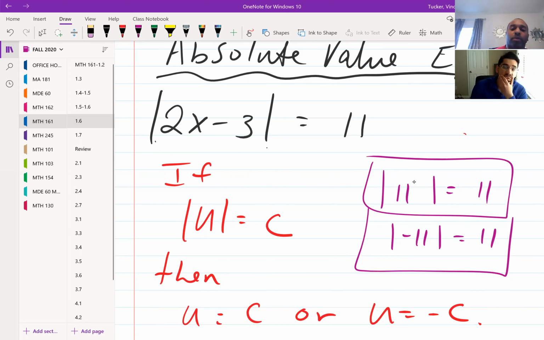11. So the way we will set it up is that we will set what's in the absolute value equal to 11 and then set it equal to negative 11. Why? Because when this is 11, the absolute value of 11 will be 11. But also when this is negative 11, the absolute value of negative 11 will be 11. So when setting up your absolute value equations, you always take what's in the absolute value, set it equal to the number that you see, and then set it equal to the opposite. In other words, the negative. All right, so that's what we'll do.